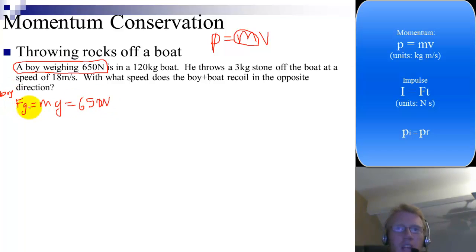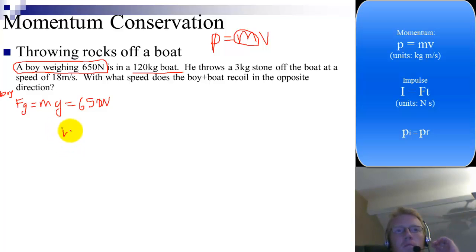So before I do anything else, I'm probably going to be like, okay, red flag, I know I need to convert this and figure out his mass. Okay, the boat is 120 kilograms. He throws a 3 kilogram stone off of the boat at a speed of 18 meters per second. With what speed does the boat and buoy go in the opposite direction? So starting at rest. I didn't say that in the problem, I apologize. Assume that he is starting from rest.